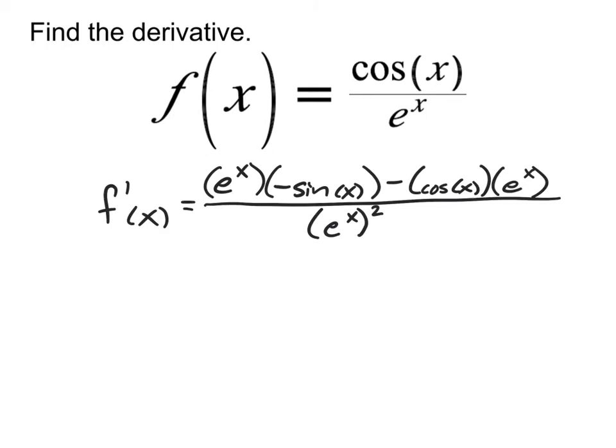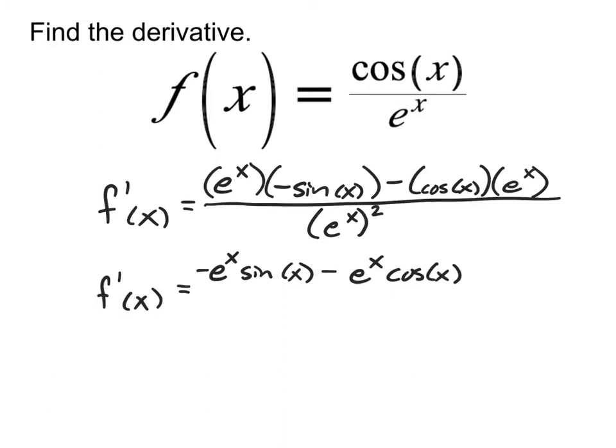Now, certainly I do want to do at least one step's worth of cleanup here. On the top, both of them end up becoming negative. Yes, you can factor out an e to the x, but oftentimes we like leaving stuff distributed, so I'm going to go ahead and leave it distributed. So I'm going to write it as negative e to the x sine of x minus e to the x cosine of x. And then that's all over, how do I simplify down e to the x squared?